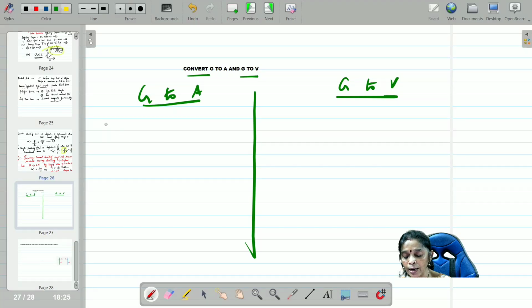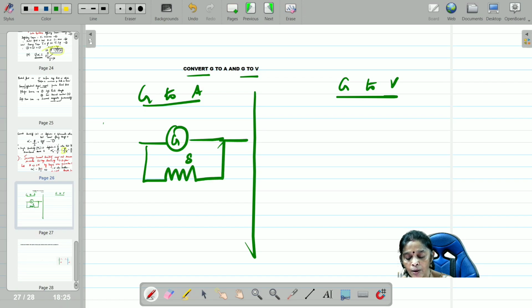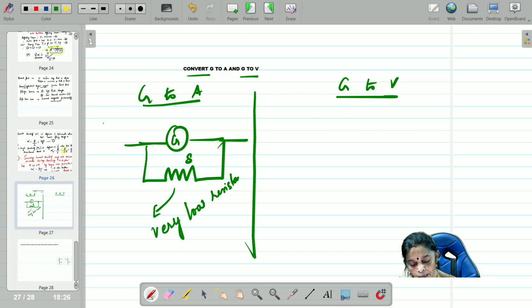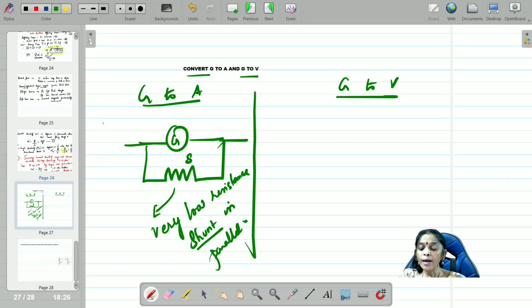Okay, so I have to connect a very low resistance called shunt resistance in parallel. That is how you can connect it. Okay, so now let us suppose here, how do we convert galvanometer to ammeter? By connecting a very low resistance called shunt in parallel.